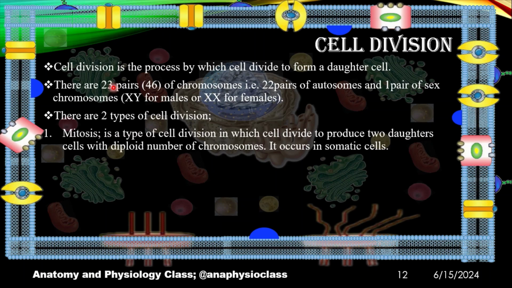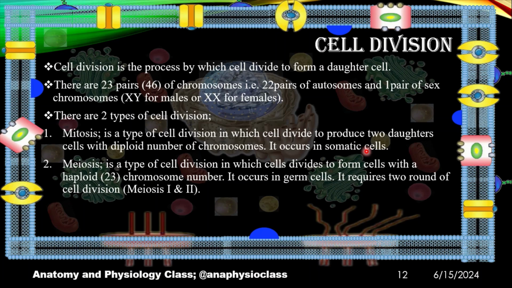So you can say mitosis is a type of cell division that occurs in somatic cells, because mitosis takes place in the normal body cells, unlike the germ cells, sperm and egg, where meiosis takes place. You can also say mitosis is a type of cell division that occurs in diploid cells.